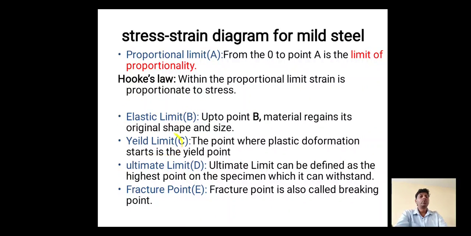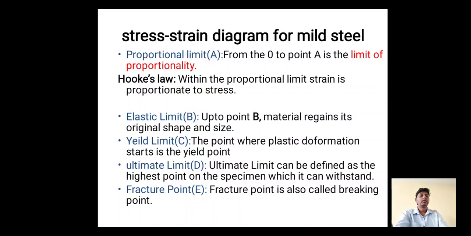Next, coming to the yield limit, up to the point where plastic deformation will take place, plasticity. Here it is elastic, here it is plastic. So this point is called the yield limit. Yielding is nothing but plastic deformation taking place. If you remove the force, it will not regain its shape and size. It will remain as it is. Whatever force you have applied, whatever deformation it has undergone, it will remain the same. At that point it behaves as a plastic body. So that is called the yield limit.